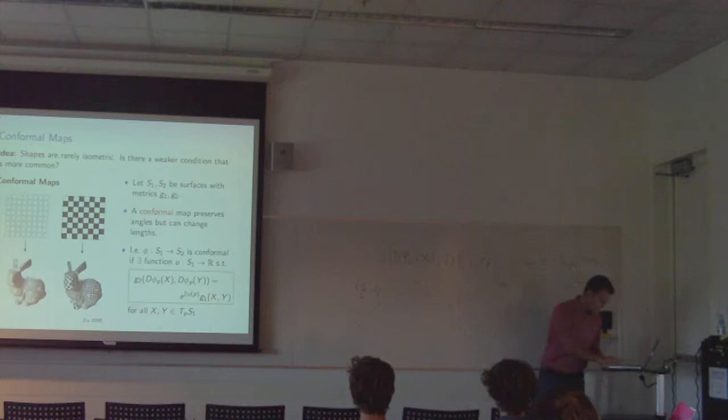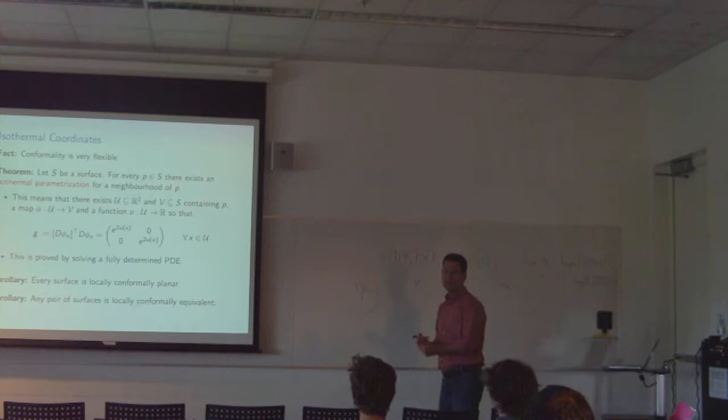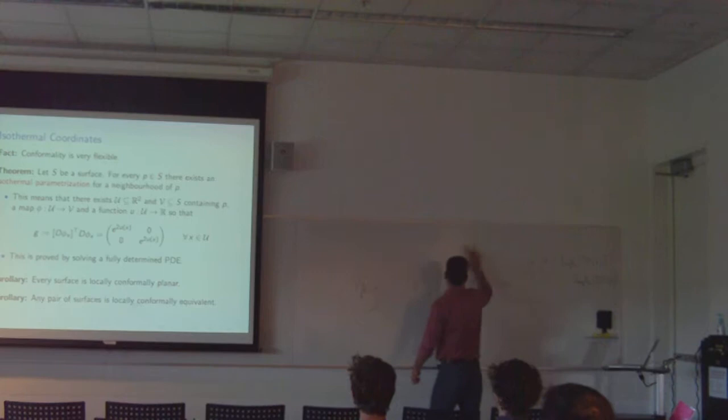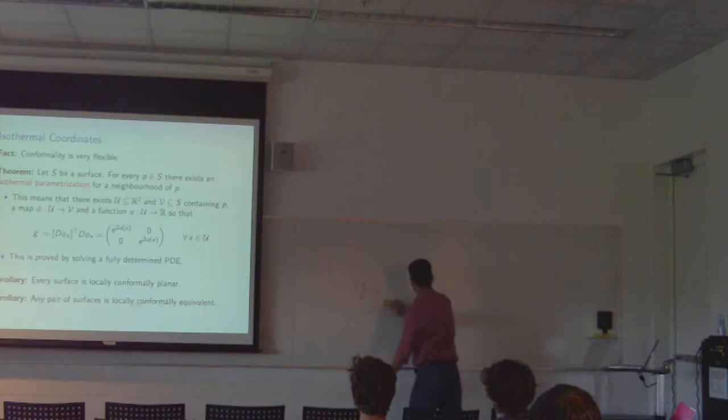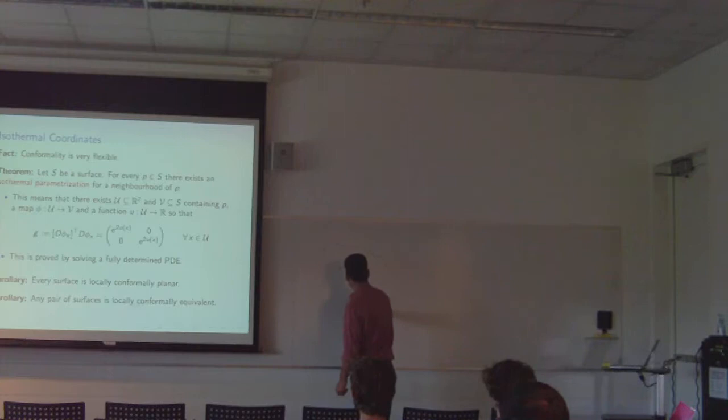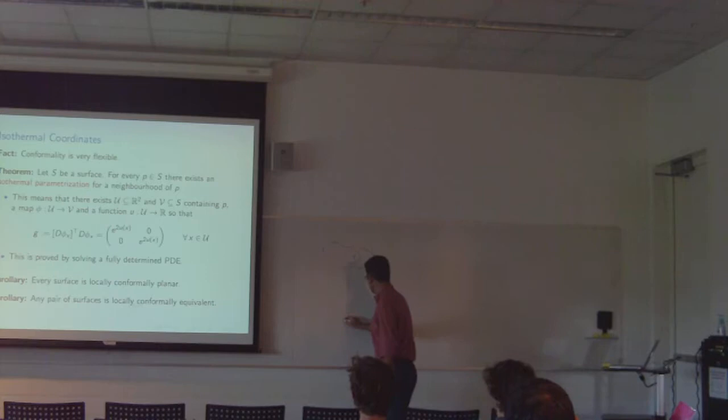So the idea is that conformality is a very, very flexible condition. It turns out you can always find a conformal map. You can always make a manifold, or surface, conformally flat. Let me explain that with a picture. No matter how complicated the surface, here's your surface, in the neighborhood of any point, let's call it P, on the surface, there is a set of conformal, isothermal coordinates.